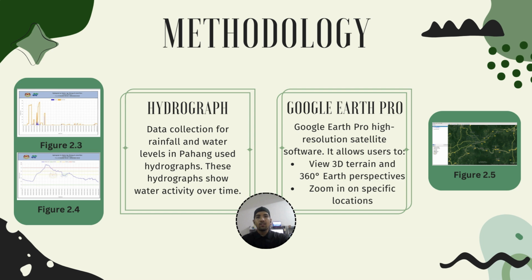And then Google Earth Pro. Google Earth Pro is an extremely high resolution satellite that can be leveraged to view the location. It is a free software that allows visualization, overlay, and creation of geospatial data. Other than that, this application also can help to explore 3D terrain, dive in 360 perspective of Earth, and zoom in on the specific location that we want.